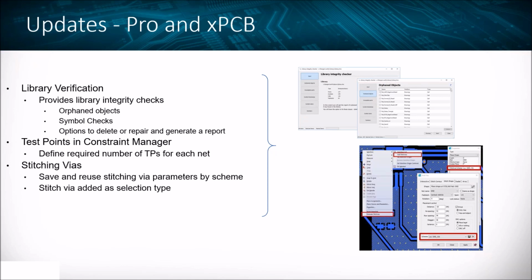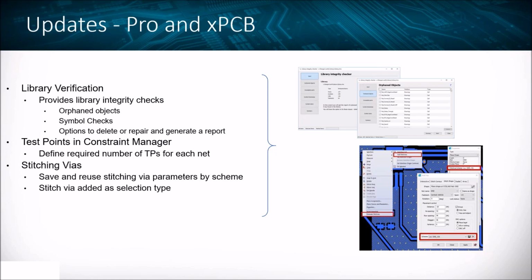In the Constraint Manager, we now have the ability to see and define the number of test points required for each net. So that's just added another column into the Constraint Manager, allowing us to see the number of test points required. And then just like a lot of other constraints that we have in PADS Professional and Xpedition, we actually have the ability to update from the printed circuit board to see the actual number of test points on those nets that have been placed.